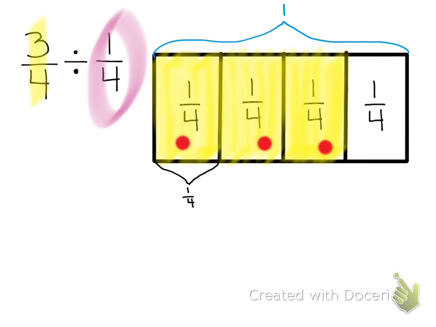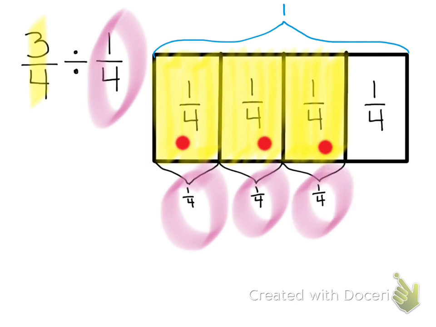Now it's 3 because here's one group of 1/4, again, 2 groups of 1/4, 3 groups of 1/4, so that makes 3. 1, 2, 3. Now let's check our work.